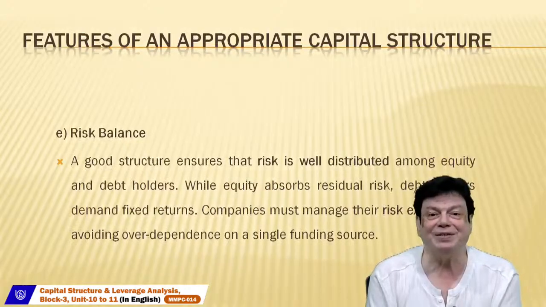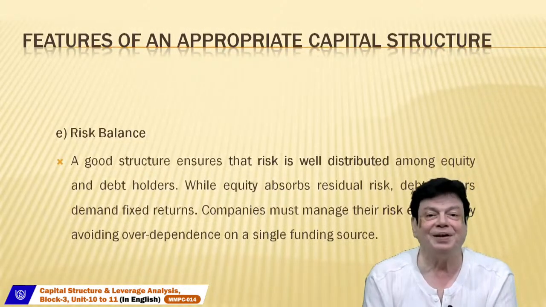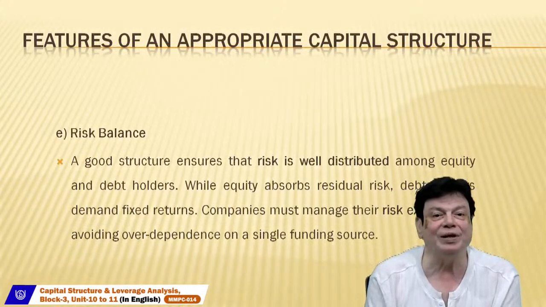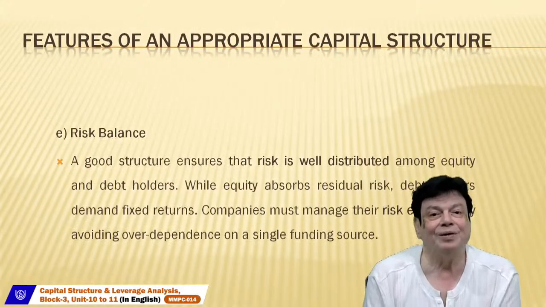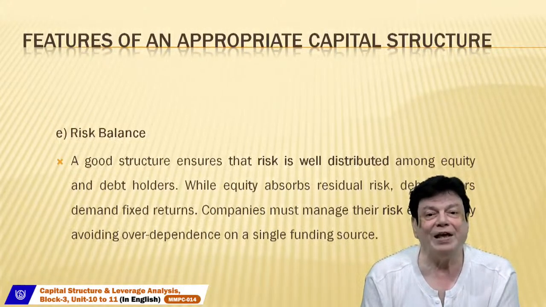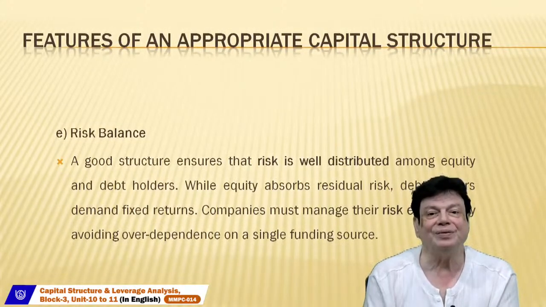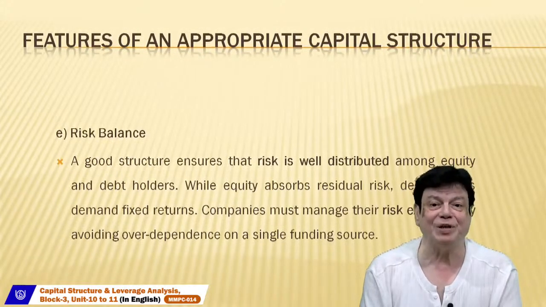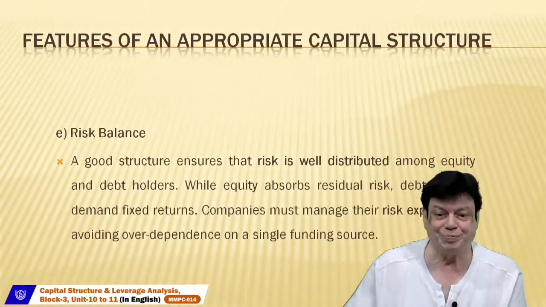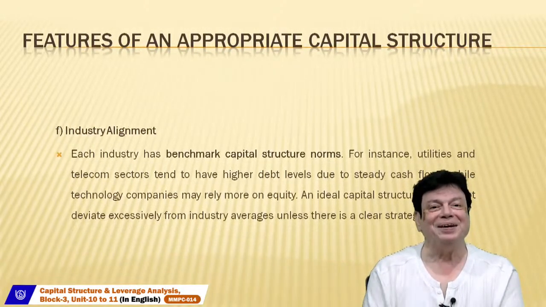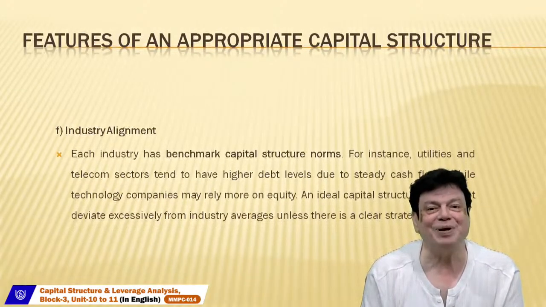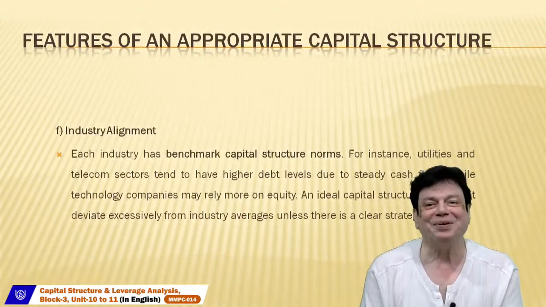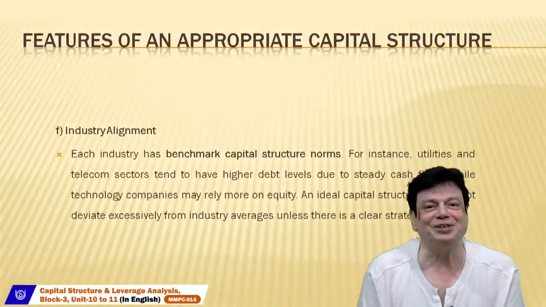Next point is risk balance. A good structure ensures that risk is well distributed among equity and debt holders. While equity absorbs residual risk, debt funds demand fixed returns. Companies must manage their risk. Industry alignment. Each industry has benchmark capital structure norms. For instance, utilities and telecom sectors tend to have higher debt.